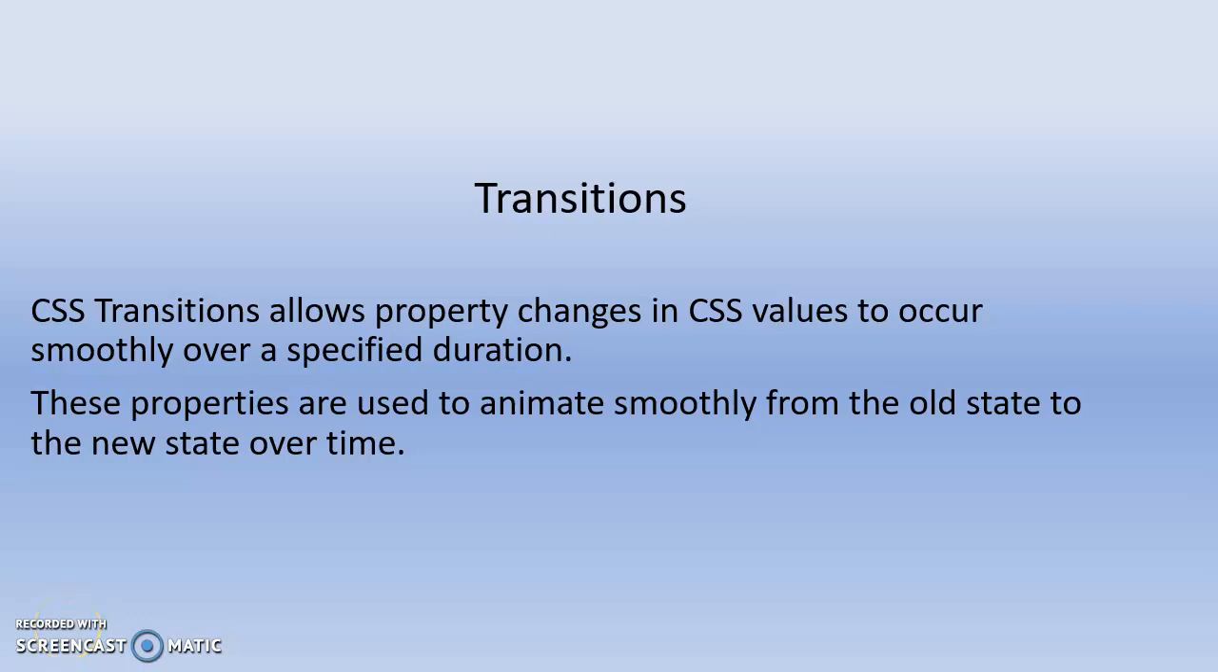This week I'm going to talk about transitions. CSS transitions allow property changes in CSS values to occur smoothly over a specified duration. These properties are used to animate smoothly from the old state to the new state over time. So when we want a special effect in a specific CSS property, then we can use the transitions.